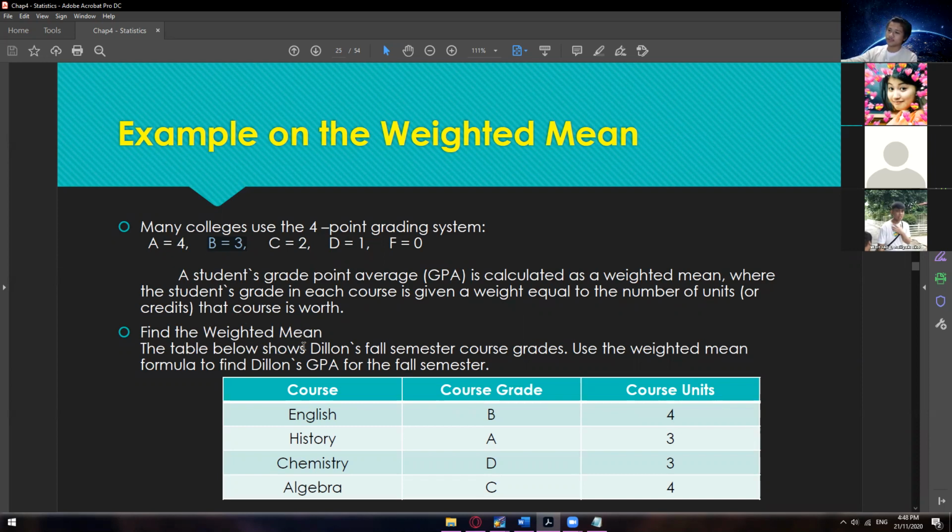So find the weighted mean. The table below shows Dillon's fall semester course grades. Use the weighted mean formula to find Dillon's GPA for the fall semester. As you can see, Dillon has 4 courses here, let's say 4 subjects rather, and here's their corresponding grade. For English, he has a grade of B. For history, he has a grade of A. Chemistry has a grade of B. Then algebra is C.